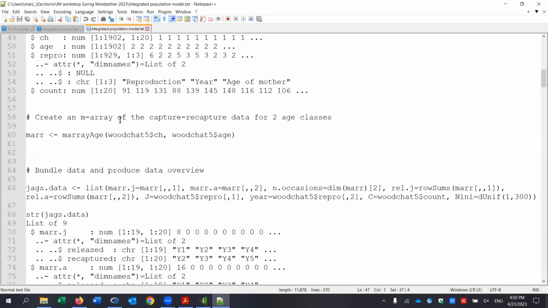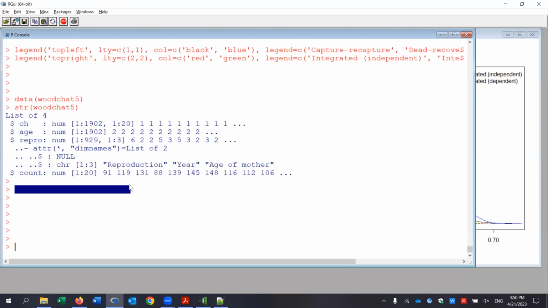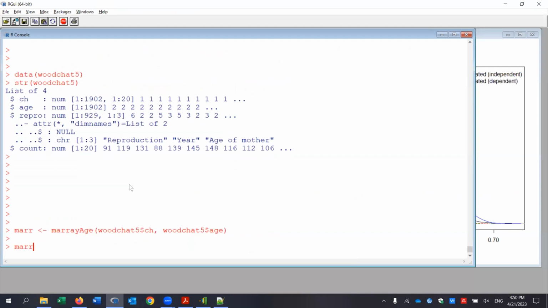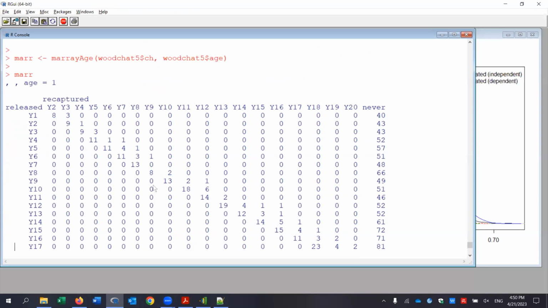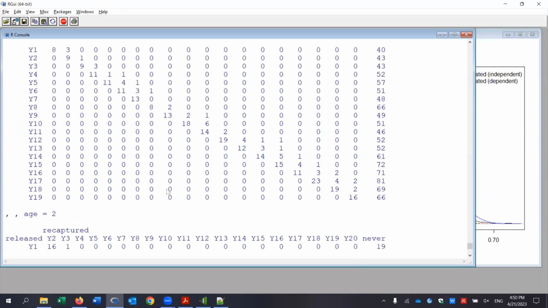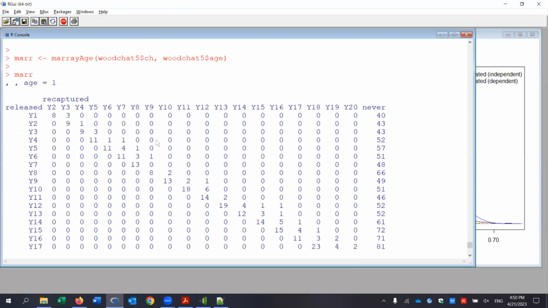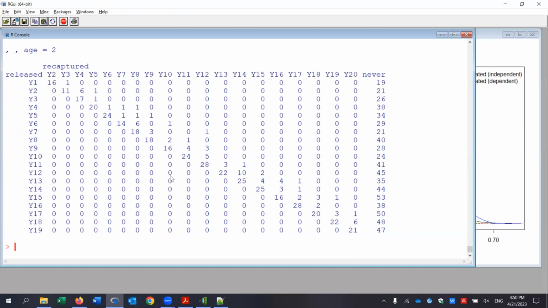Good. What else? Then we need to create an M-array for the capture-recapture data set, because this is more efficient for the analysis, as I mentioned before. Now we have to include age structure in the M-array, which is a little bit more complicated, and I won't go into detail. There is a function that can be used to create this age-dependent M-array. Since we have two age classes, it produces two M-arrays. One is for the individuals that are released as juveniles, and the other one is for individuals that are released as adults.